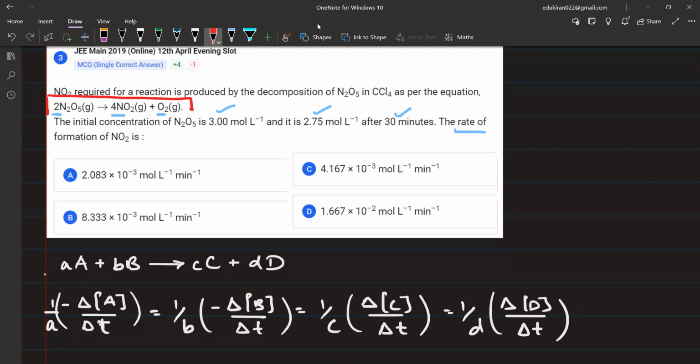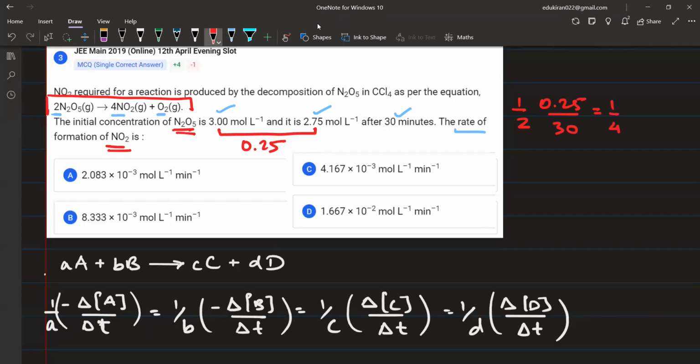Okay. And then you have to calculate the rate of formation of NO2. They have given the initial and the final concentration of N2O5. That means 1 by 2 into whatever the change in concentration of N2O5. What will be the change? Change will be 0.25, correct? Yes, sir, 0.25. What is the change in time? 30 minutes.